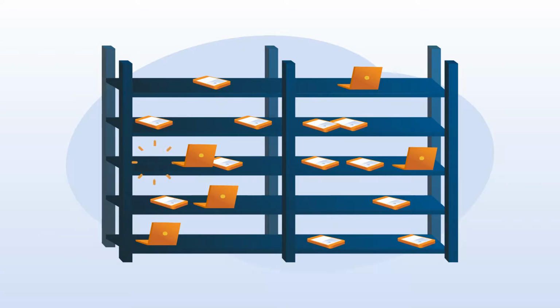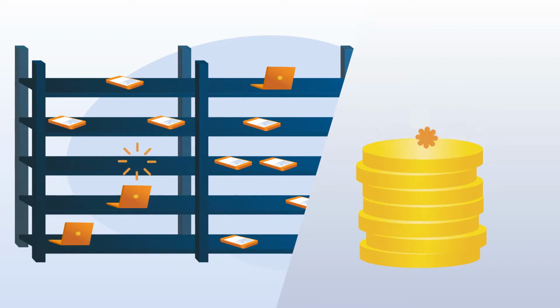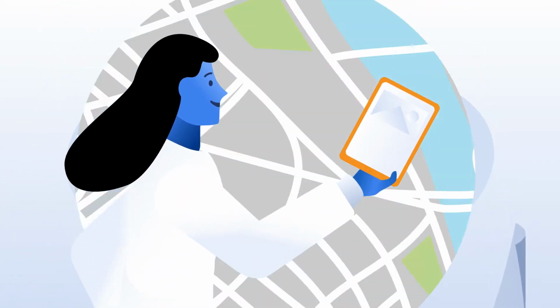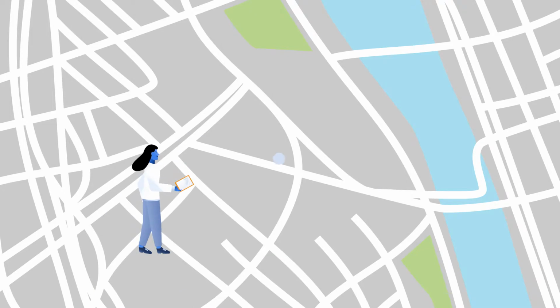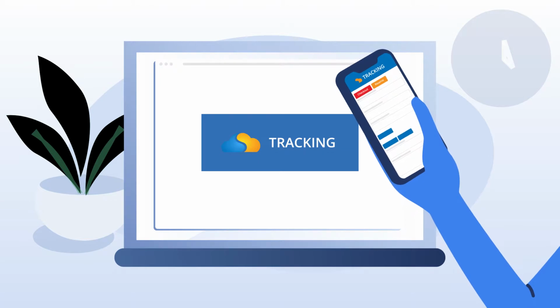Your mobile assets could go missing at any time. And missing assets are a huge expense for any business in any industry. Smart Assets' new tracking module allows you to find any information on your assets, like who has them and where they are. You can check out and track your assets in multiple ways using the browser or mobile app.